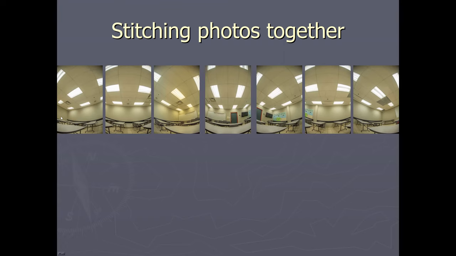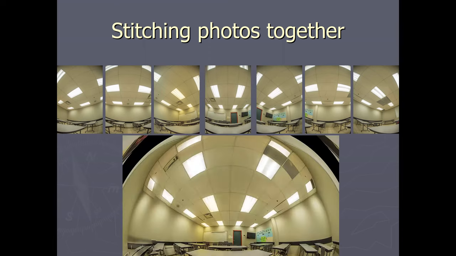All right? So this is a set of 7 photographs that I have taken using my fisheye lens in a vertical position. Okay, now I use software to stitch my photos together. Now, this is the resulting photo. So you can see the front wall. So this is the front, and this is the wall on the left. This is the wall on the right-hand side.